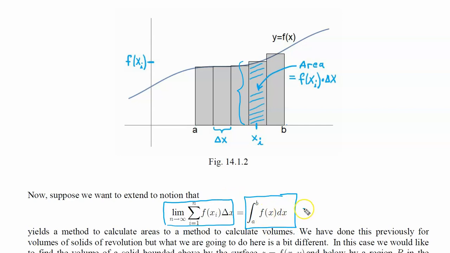And remember, this is equal to capital F of B minus capital F of A, where capital F is your antiderivative for little f. So in other words, where the derivative of capital F equals little f, right? Capital F is just your antiderivative. So make sure you understand this before we move into multiple integration and the derivation of it.